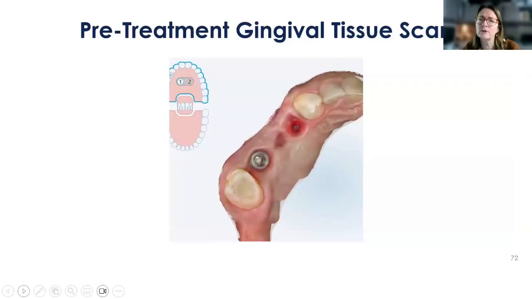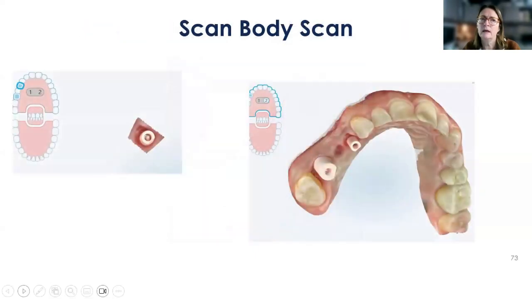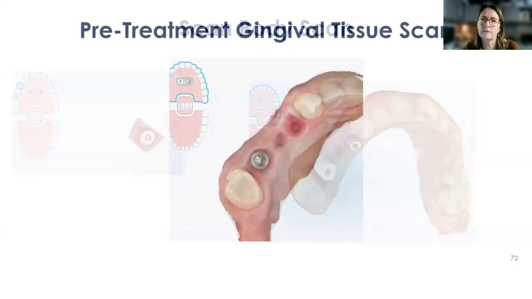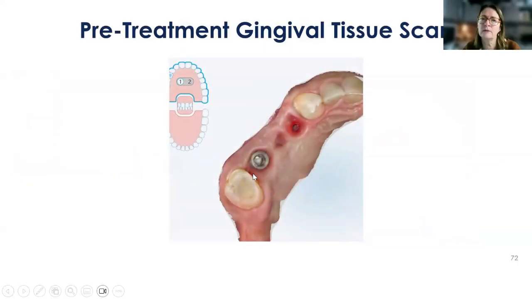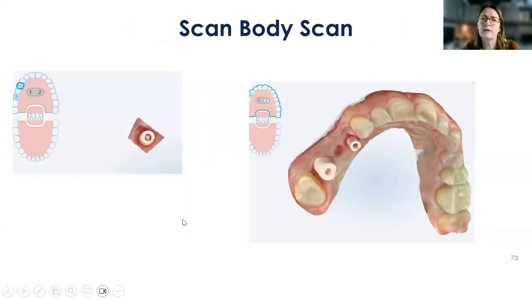So some examples of good gingival tissue scans. These are pre-treatment scans. And then the scan body scan. So again, the pre-treatment scan is a gingival tissue. And then these are with the scan bodies.